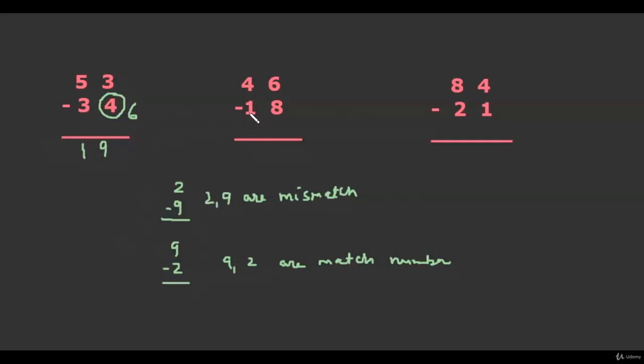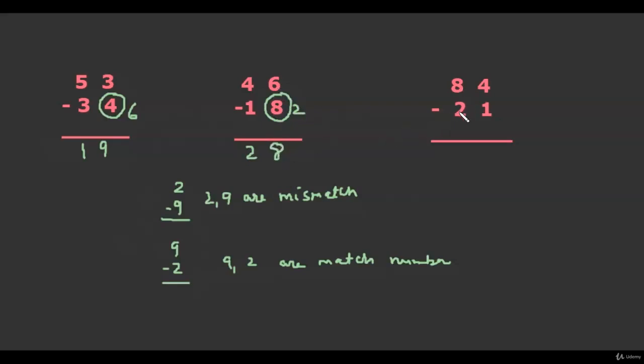4 minus 1 is 3. But before dropping 3 over here, we will observe the after pair. After pair is a mismatch number. If it is a mismatch number, instead of writing 3, we will reduce 3 by 1, so it becomes 2. And here the complement of 8 is 2. We will add this 2 to 6, so answer becomes 8. Let's take one more example.